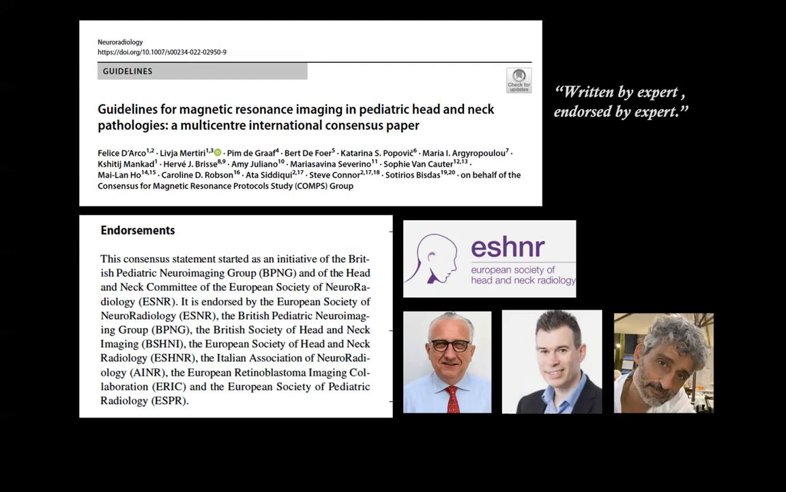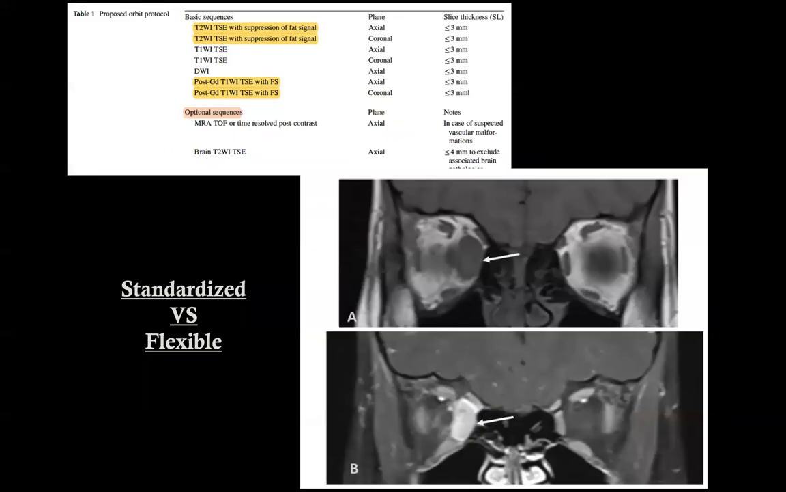And part of this, the approach that we gave in this paper, is something that is standardized, and this is a typical orbital protocol that includes fat-saturated post-contrast T1. This is a patient with a rhabdomyosarcoma, but also, as you can see here, T1 pre-contrast without fat saturation, so we can use the fat around the lesion as a passive contrast media, but also optional sequences. And I will show the value of optional sequences a bit further down the line in this presentation.